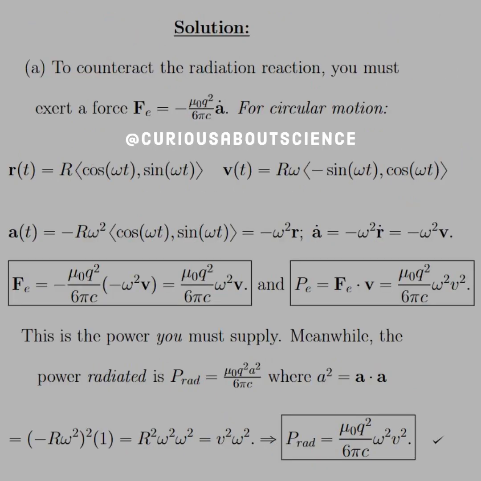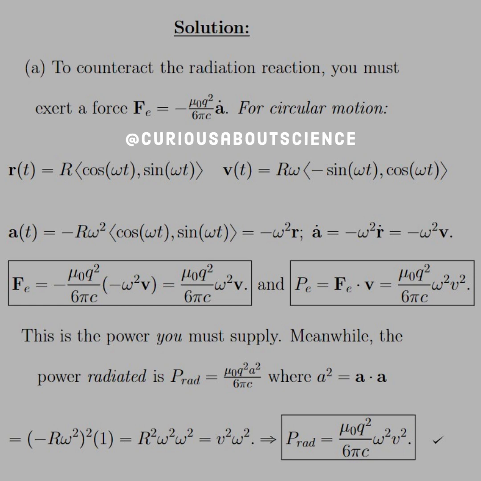So for part A, to counteract the radiation reaction, you must exert a force Fe, which is equal to negative mu naught q squared over 6 pi c, a dot. So for circular motion, because again, if we want things in balance, the force has to be negative that of the radiation reaction force. Okay, so r of t, moving in circular motion, we have R for the radius, cosine omega t in the x hat, sine omega t in the y hat. Again, I'm lazy, I'm using angle brackets for the unit vectors, x hat, y hat.